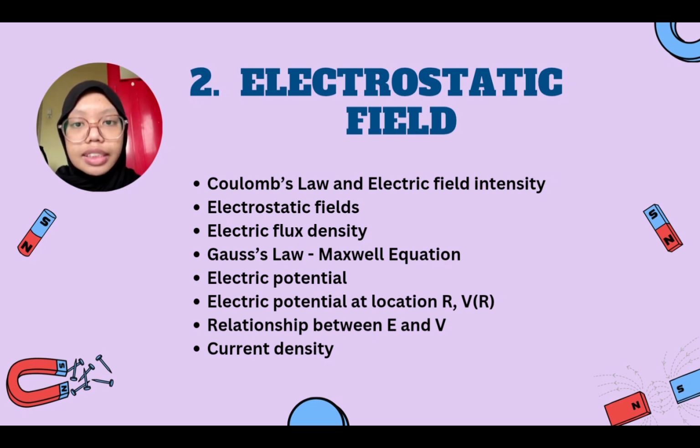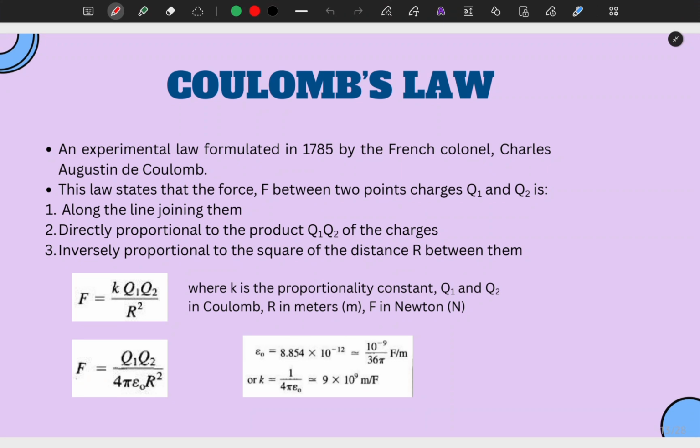This topic consists of Coulomb's law and electric field intensity, electrostatic fields, electric flux density, Gauss' law, Maxwell equation, electric potential at location R, relationship between E and V, and the current density. First and foremost, Coulomb's law. Coulomb's law is an experimental law formulated in 1785 by the French colonel Charles Augustin de Coulomb.